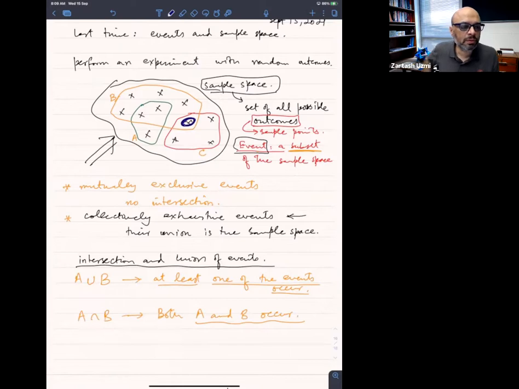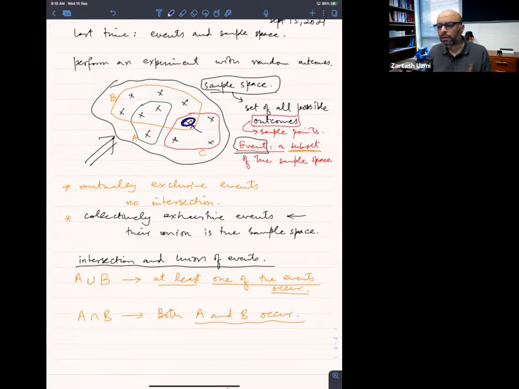Answers in the chat window. B and C both are occurring. A is not occurring. Why? Because none of the outcomes contained in A is occurring. This blue outcome that has come is contained in C and also contained in B. Okay? So B and C are both occurring when this outcome occurs.